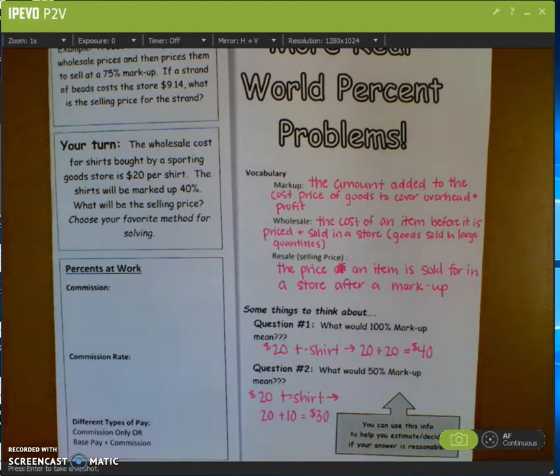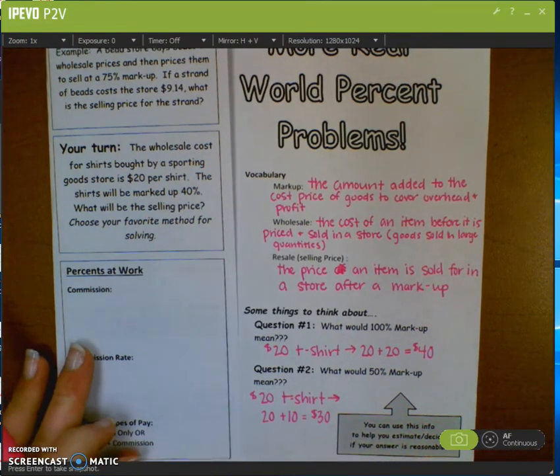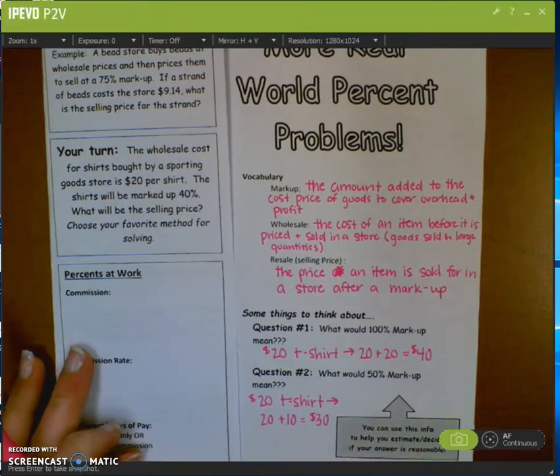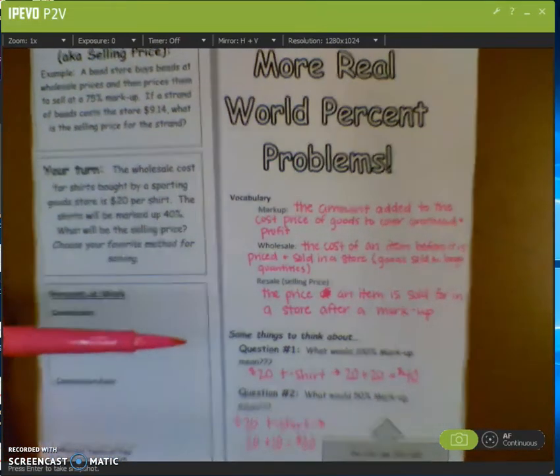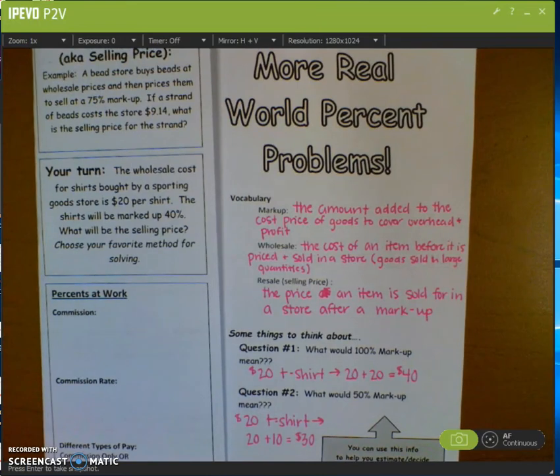So the reason I do this is just that you can use this information to help you estimate or decide if an answer is reasonable as we go through the problems that we're going to be talking about today. So again, if you need to pause, I would pause and make sure that you get all of your vocab down. I would make sure that you get the things to think about down so that we can do each of the 3 sections in the next couple videos.